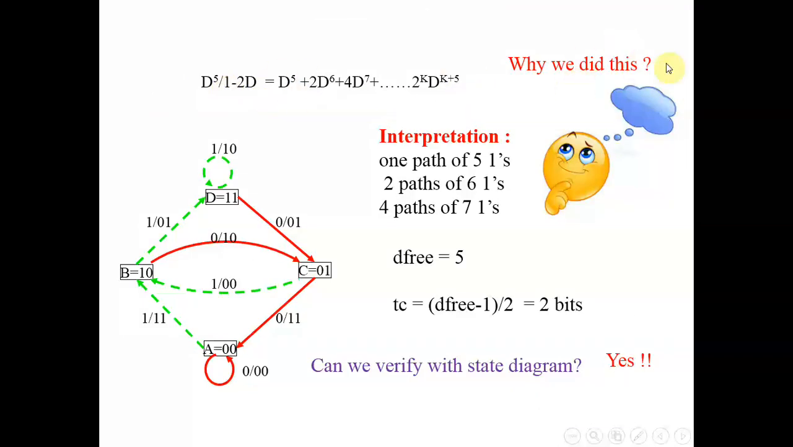So why we did this? That is the biggest question. And what is the interpretation of this? Now comes the interpretation, which is very, very important. So what is the coefficient of d raised to 5? 1 actually. So it indicates you have one path of 5 ones. This 5 indicates number of ones. Right? If I write d, it is 1 one. If I write d square, 2 number of ones. So 5 number of ones.